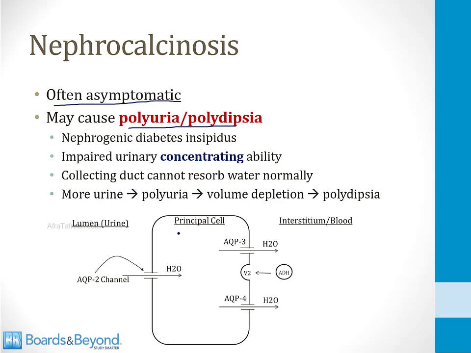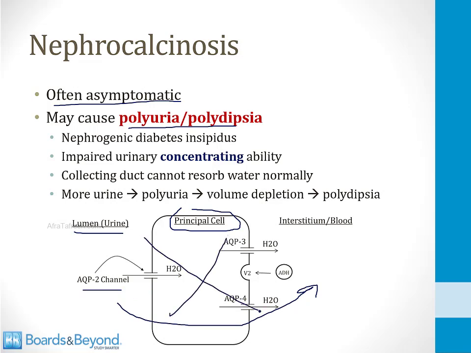Shown at the bottom of the screen is a drawing from the renal physiology videos of one of the principal cells in the collecting duct. These cells absorb water from the lumen of the nephron, in other words, from the urine through aquaporin channels, and they bring water into the interstitium or blood. When these cells are damaged by nephrocalcinosis, this leads to a form of nephrogenic diabetes insipidus. Basically, the kidneys cannot concentrate the urine because these cells aren't reabsorbing water.